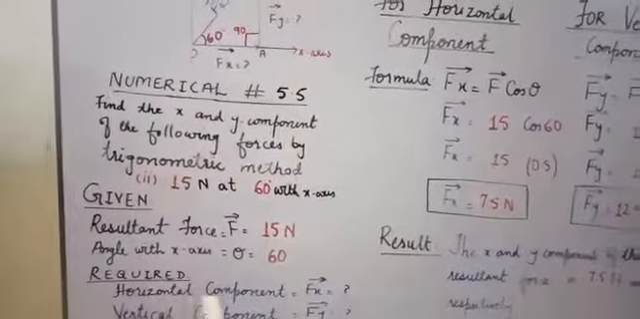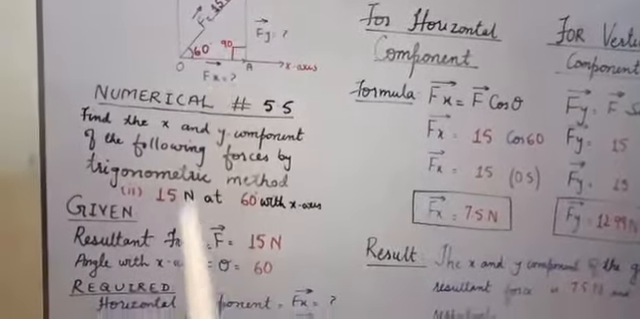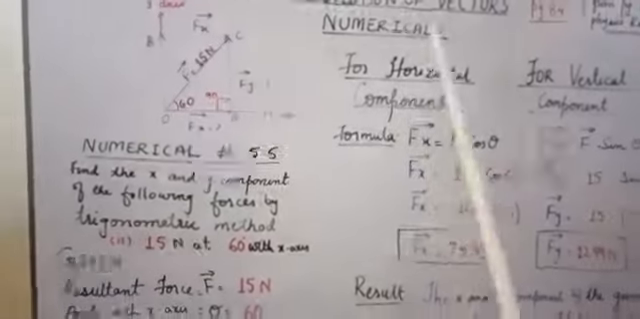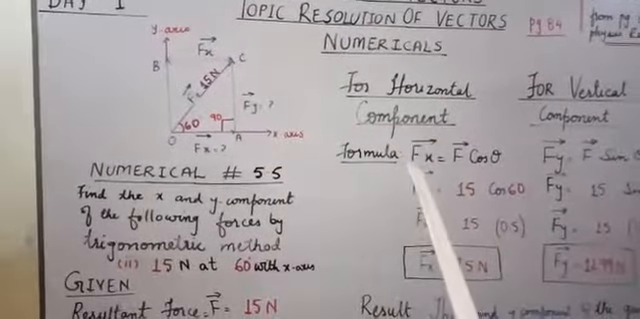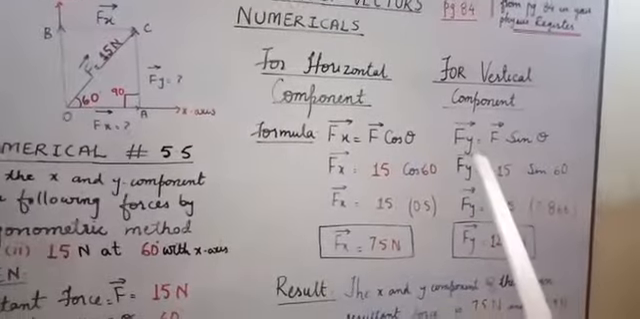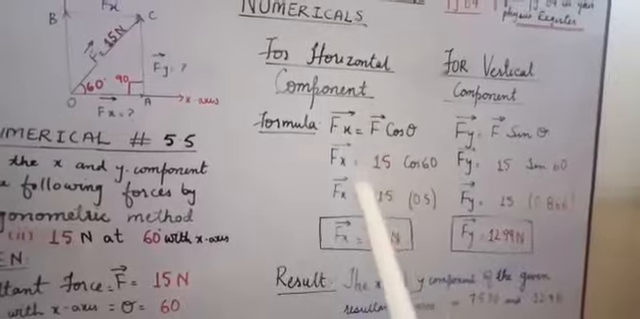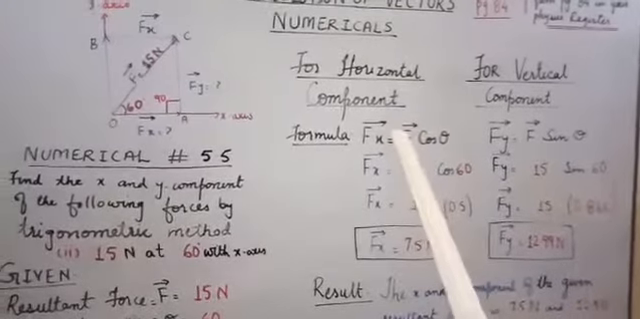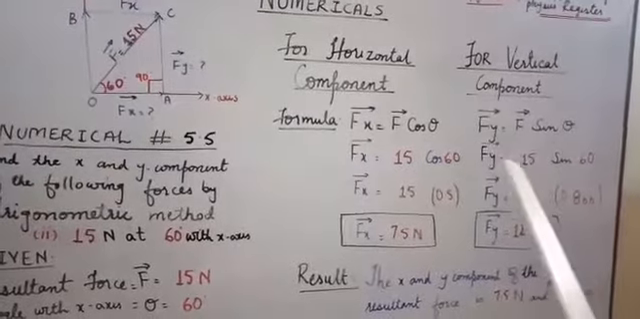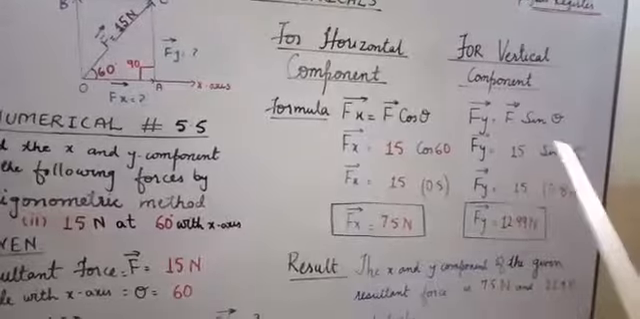So we have to find out the horizontal component, that is Fx equals question mark, and the vertical component, that is Fy equals question mark. For the horizontal component, the same formula, Fx equals F cos theta, and for the vertical component, the same formula, Fy equals F sin theta. We just have to change the value of the resultant force, which is 15 here in this question. You can see here F equals 15, and cos 60 and sin 60.